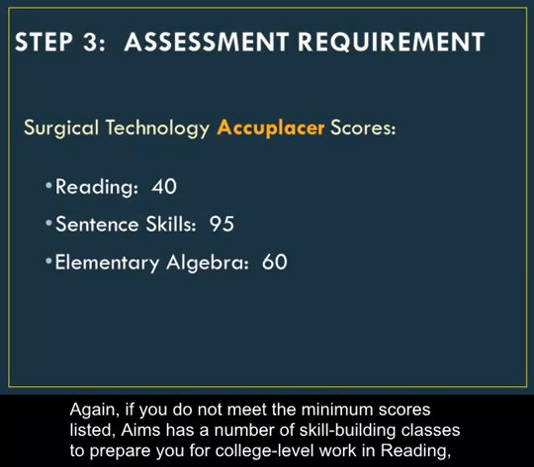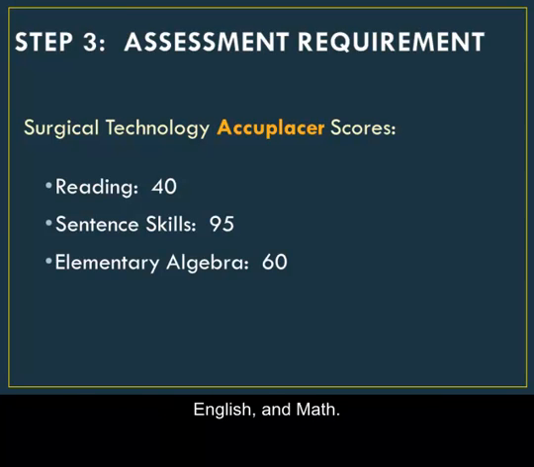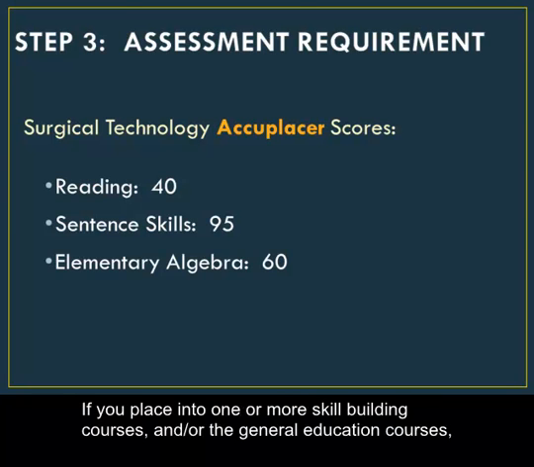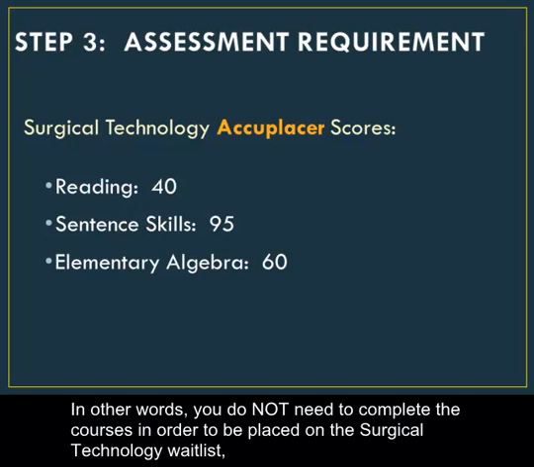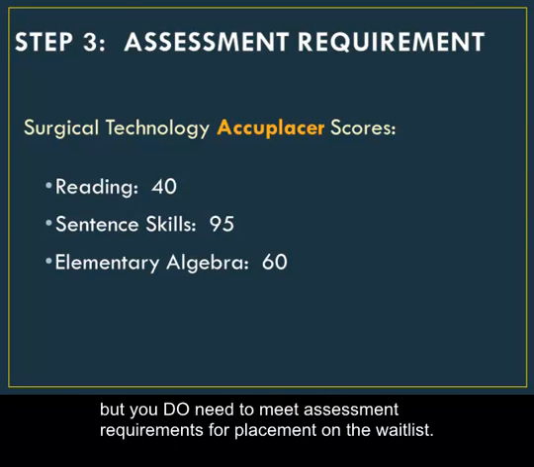Again, if you do not meet the minimum scores listed, Ames has a number of skill-building classes to prepare you for college-level work in reading, English, and math. If you place into one or more skill-building courses and/or the general education courses, you may be completing those courses while you are waiting on the waitlist. In other words, you do not need to complete the courses in order to be placed on the Surgical Technology waitlist, but you do need to meet assessment requirements for placement on the waitlist.